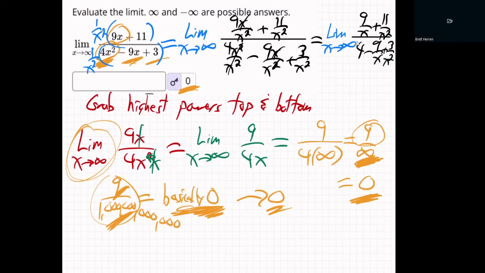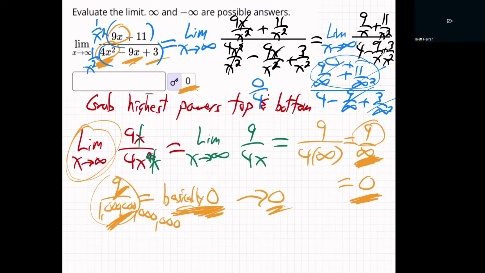Now plug in the infinities. You see what's going to happen. This officially proves it. You're going to get 9 over infinity plus 11 over infinity squared on the top, 4 minus 9 over infinity plus 3 over infinity squared. These guys are all zero, because remember, anything over infinity is zero. So what's the answer? The top is zero, the bottom is 4, right? There's nothing left on the top. 0 plus 0. The bottom is 4 minus 0 plus 0, it's 4. 0 over 4, 0. That's the official proof, but you don't have to do all that.